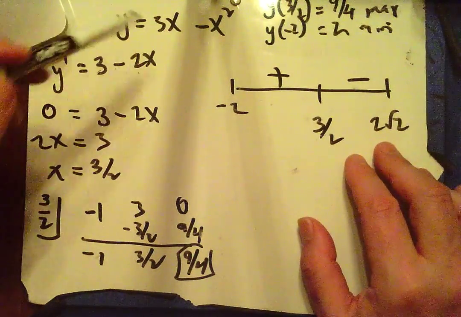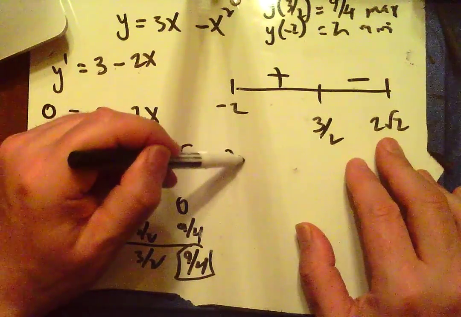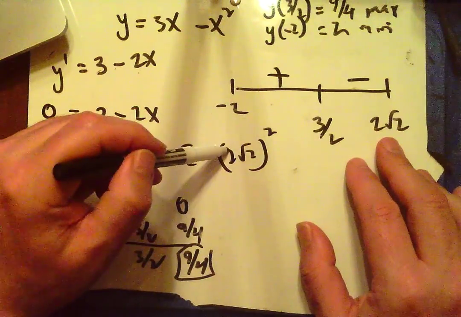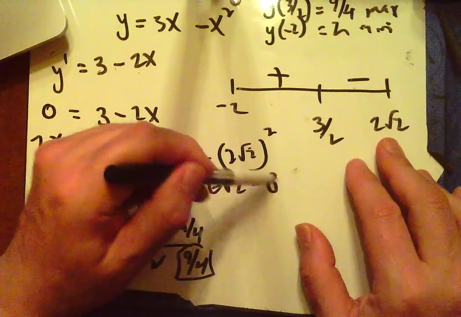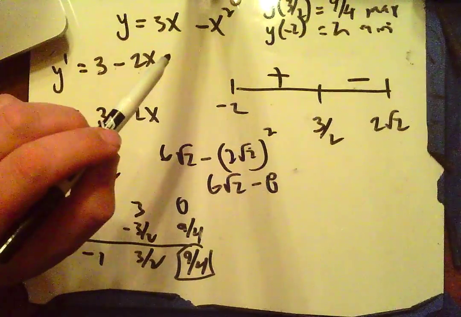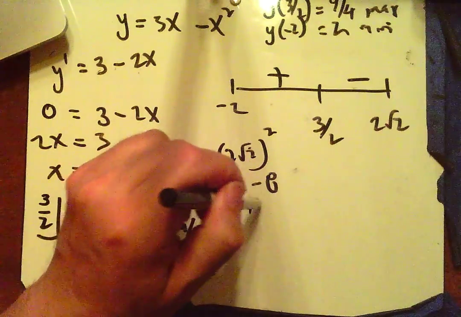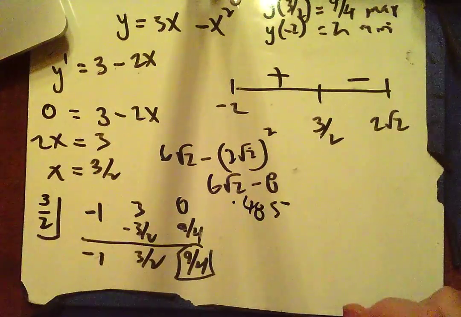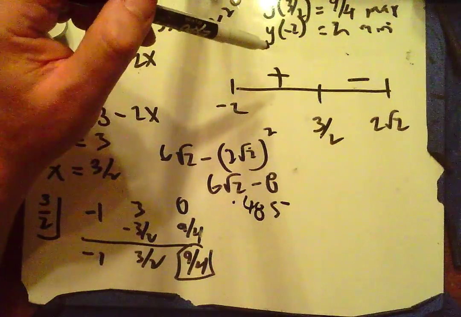So what's that going to look like when I plug that in? I'm going to have 6 root 2 minus 2 root 2 squared. 2 squared is 4, root 2 squared is 2, 2 times 4 is 8, 6 root 2 minus 8. What an interesting value. So just to be sure, this says 6 root 2 minus 8, and I get 0.485. Okay, well, 0.485 is lower than that minimum. How can that happen?